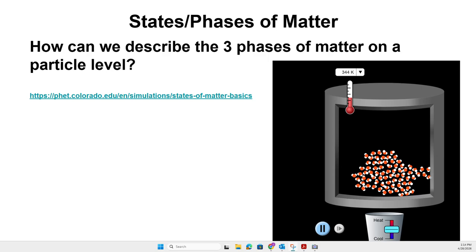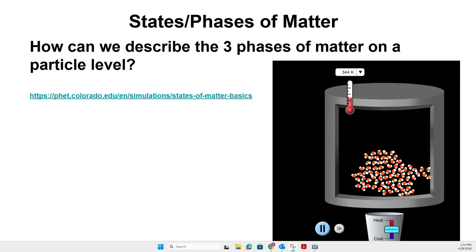Okay, everybody. So now we are jumping into Unit 9 proper. Our states are phases of matter. Anybody remember what the 3 phases of matter are? There's 3 of them. Liquid's one, solid's another one, and gas. Those are the 3 main phases of matter, right?